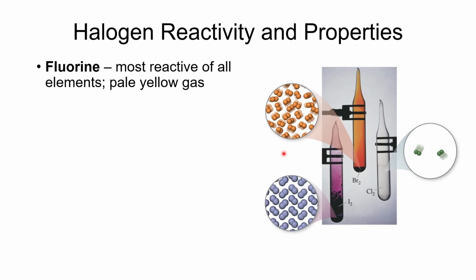Fluorine's really, really, really reactive. In fact, you'll notice that here we've got chlorine, bromine, and iodine in some glass ampules. If you take fluorine and put it into a glass ampule, the fluorine will react with the silicon in the glass, and it will etch its way through the glass. It will eat through the glass because fluorine is really, really reactive.